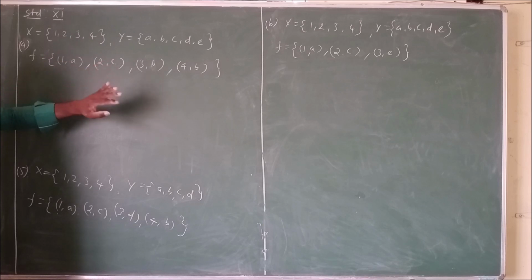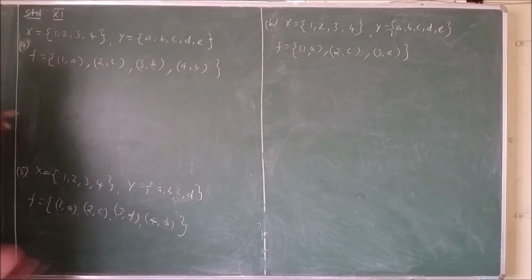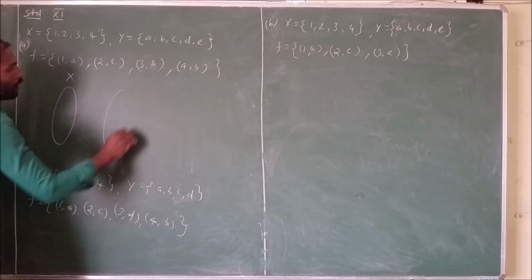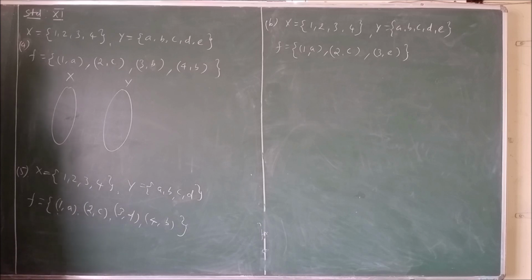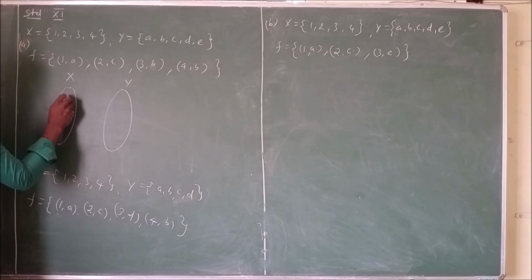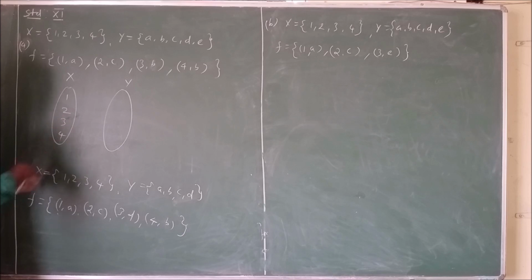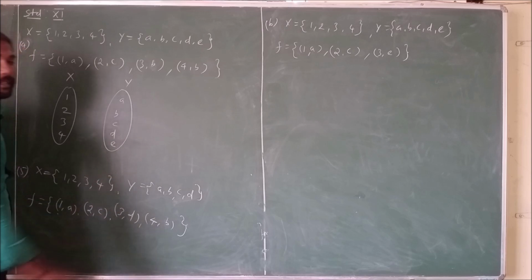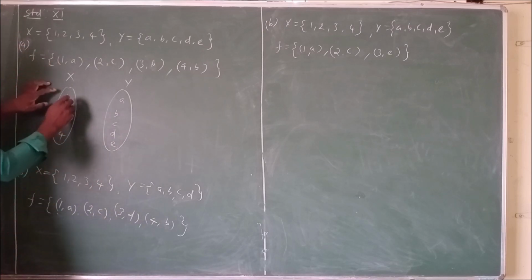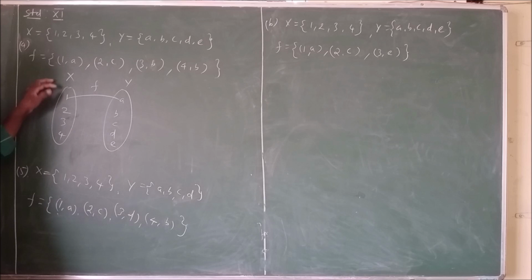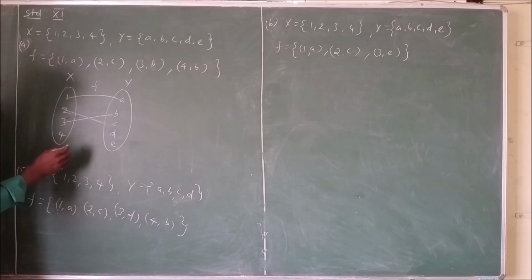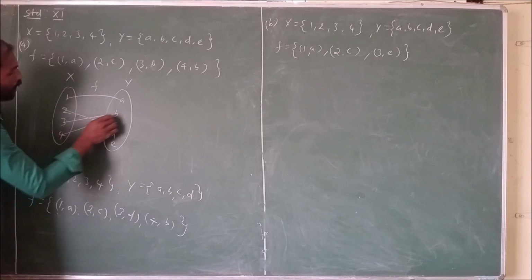What type of function is this? We have to check whether it is one-to-one, onto, or some other type. X is the domain with elements 1, 2, 3, 4, and Y is the codomain with elements A, B, C, D, E. F maps 1 to A, 2 to C, 3 to B, and 4 also to B.